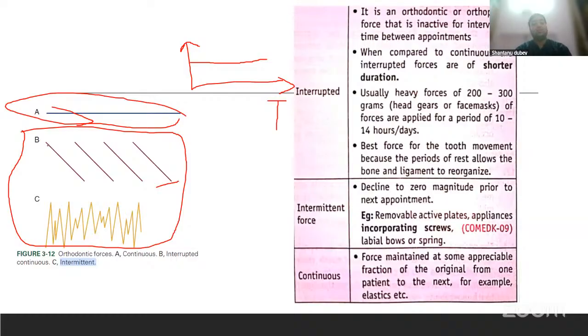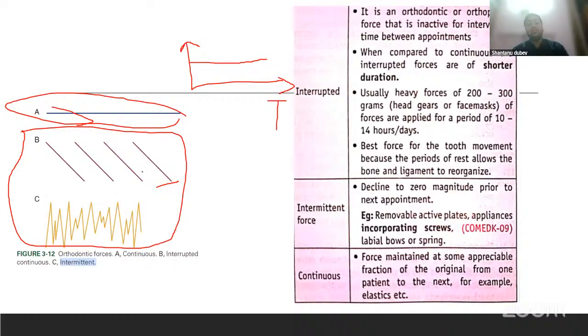You apply some force, it goes down, comes to 0 at some point of time. Then you again apply, it directly rises from 0 to 10, then goes back. I mean, 10 is just an example. I just want you to know that it will suddenly rise to some other value. And then again, it will go on for a few hours and then it will.